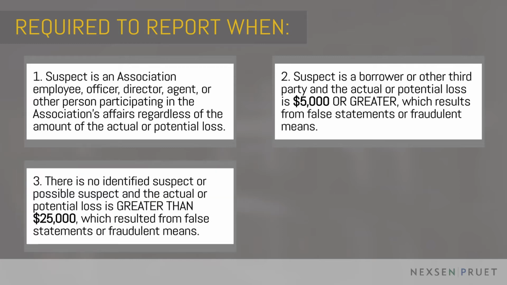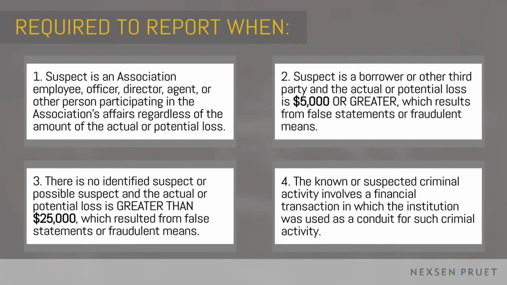Third, there is no identified suspect or possible suspect and the actual or potential loss is greater than $25,000, which results from false statements or fraudulent means. And fourth, when the known or suspected criminal activity involves a financial transaction in which the institution was used as a conduit for such criminal activity, such as money laundering or structuring schemes.